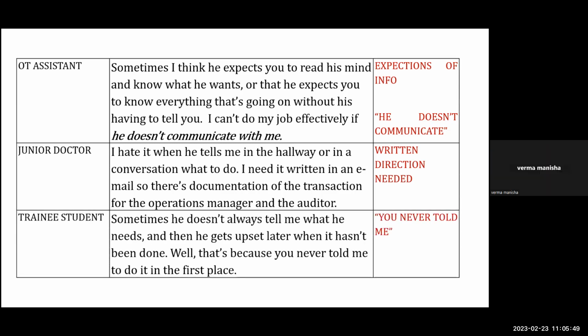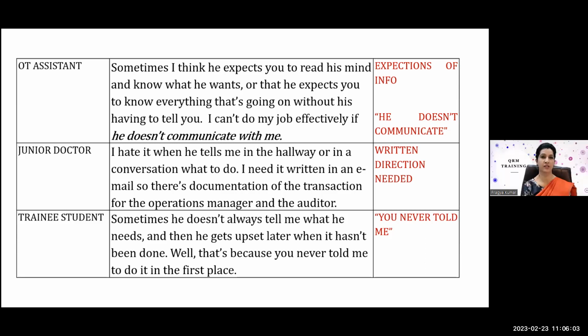Trainee student: Sometimes he doesn't always tell me what he needs and then he gets upset later when it hasn't been done. Well, that's because you never told me to do it in the first place. Again, which type of code is this? You never told me to do this. So, you never told me. Again, a type of in vivo code.